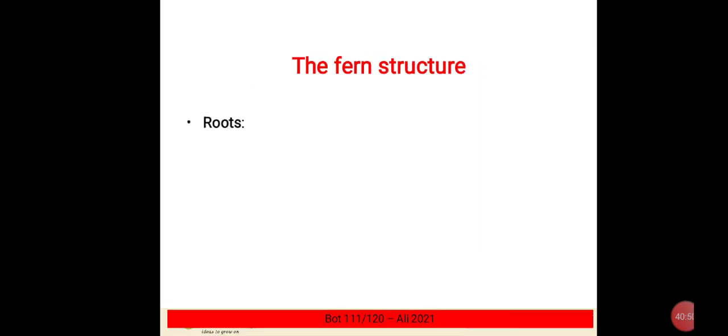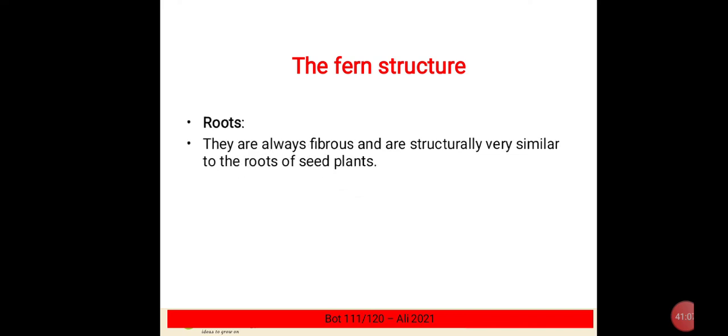Now, remember we are talking about the structure of ferns. We have stems, leaves of two types, sporophyll and trophophyll, and roots. Now roots are always fibrous roots. Remember, fibrous roots are present in monocotyledonous plants. So many ferns are examples of monocotyledonous plants. Therefore, they contain fibrous roots. And these roots are very similar to the roots of seed plants. Therefore, what you should know is that the roots in ferns are fibrous roots.